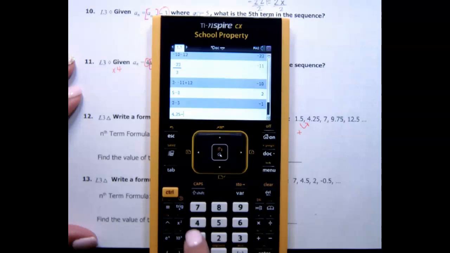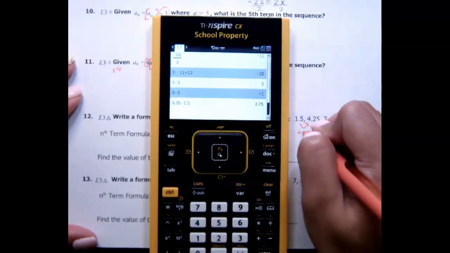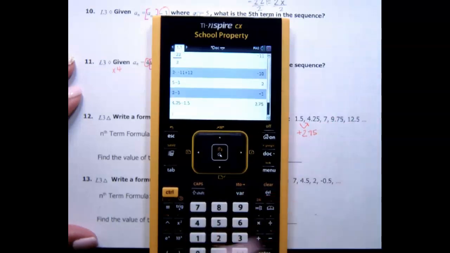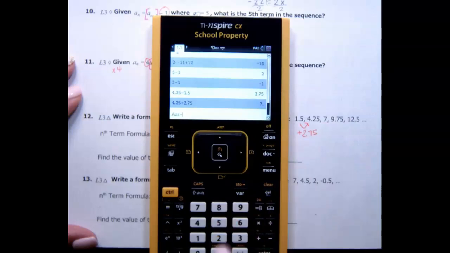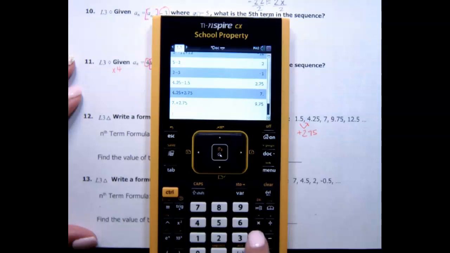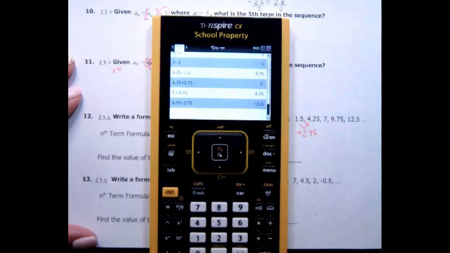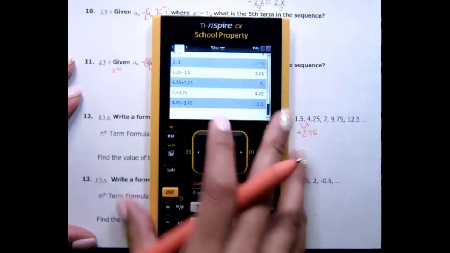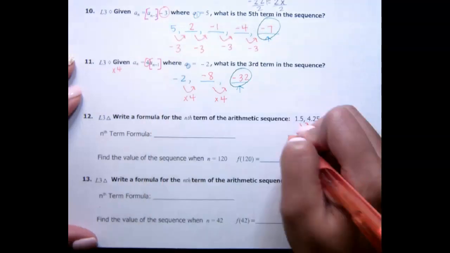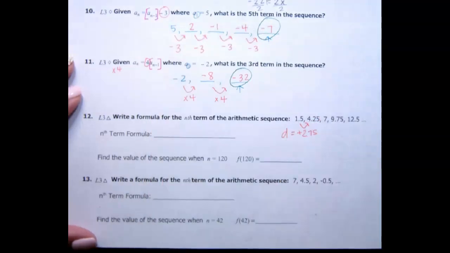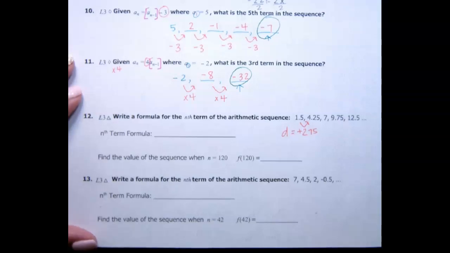4.25 minus 1.5. I'm adding 2.75, and then I'm going to check it. 4.25 plus 2.75 is 7. 7 plus 2.75 is 9.75, plus 2.75 is 12.5. So I know what my common difference is, and I checked it. So my common difference is 2.75, or plus 2.75.